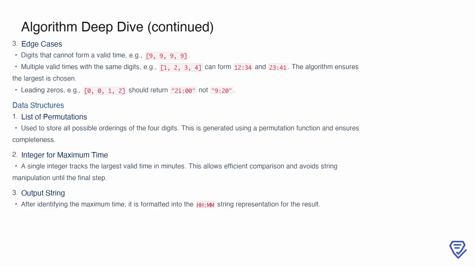From a data structure perspective, we use a list to store the permutations, an integer to track the maximum time in minutes, and a string for the final formatted output. These choices ensure the algorithm is both efficient and easy to implement.